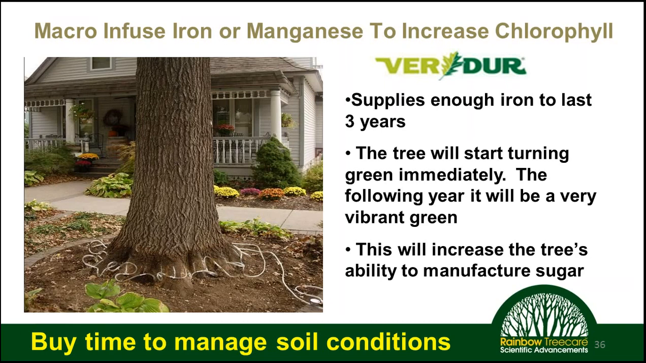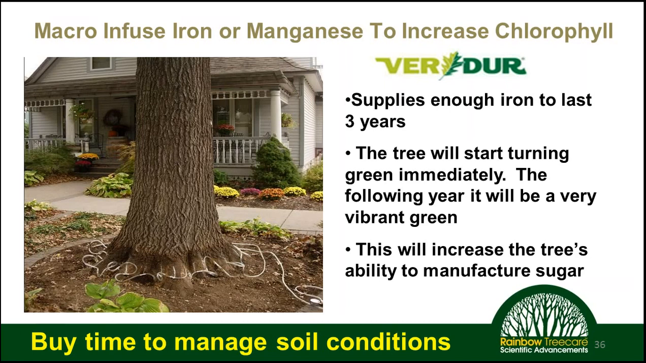But then again, remember at the beginning we were talking about how respiration is important too. If the tree is not able to have roots that can respire and do their full function, you're really not dealing with the long-term solution to the problem. With Verdure, typically this can give you enough iron, say in a pin oak, to last 3 years, and that tree will start turning green right away.